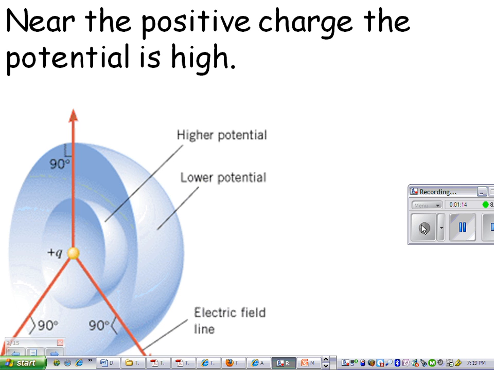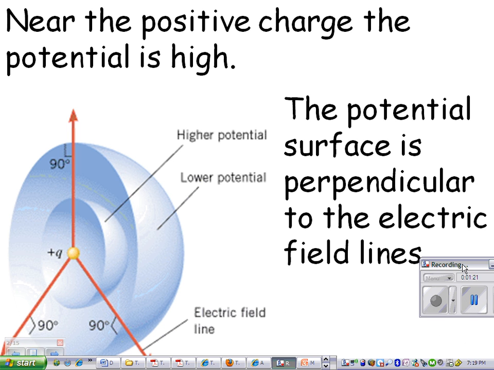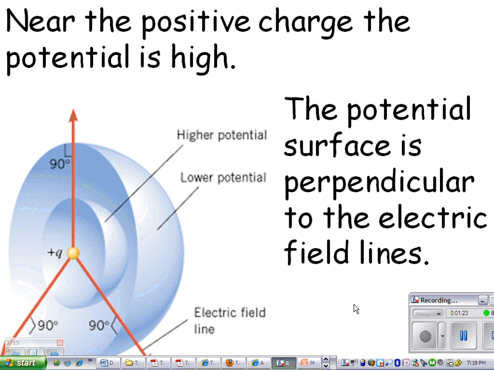And like I said, if you go further and further out, you start going towards zero potential. Near the positive charge, the potential is high. And the potential surface is perpendicular to the electric field lines.